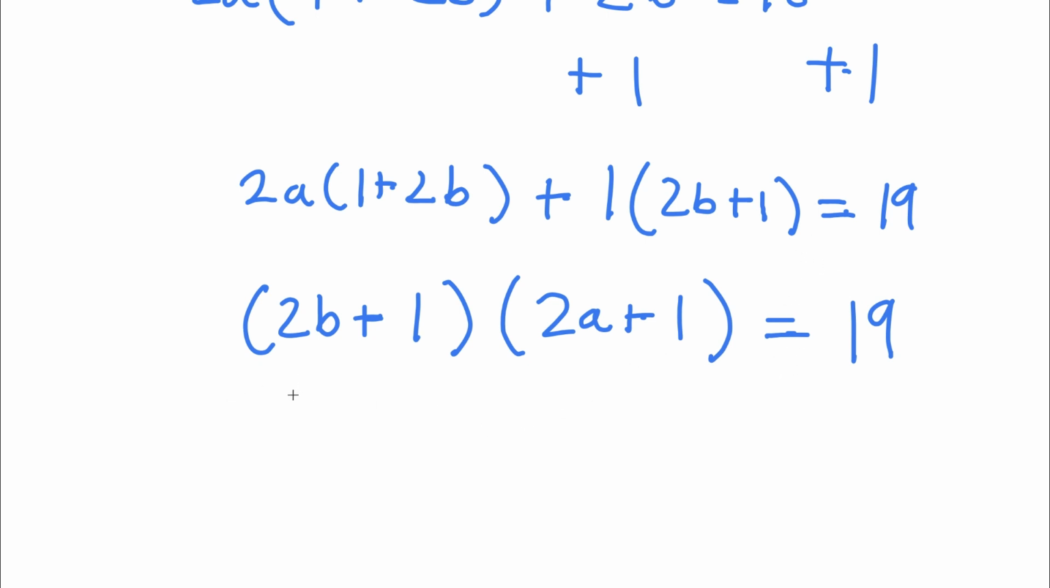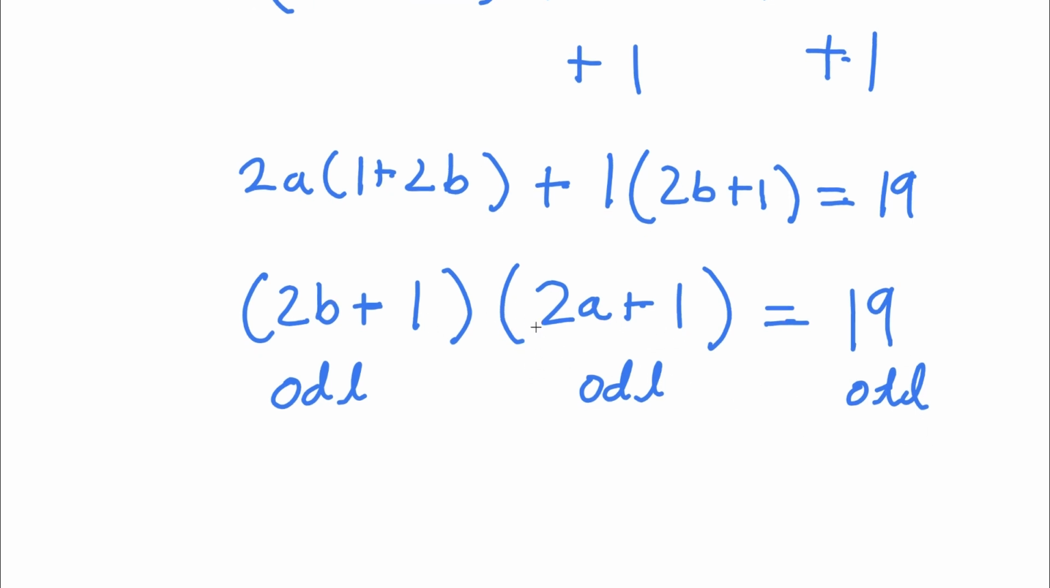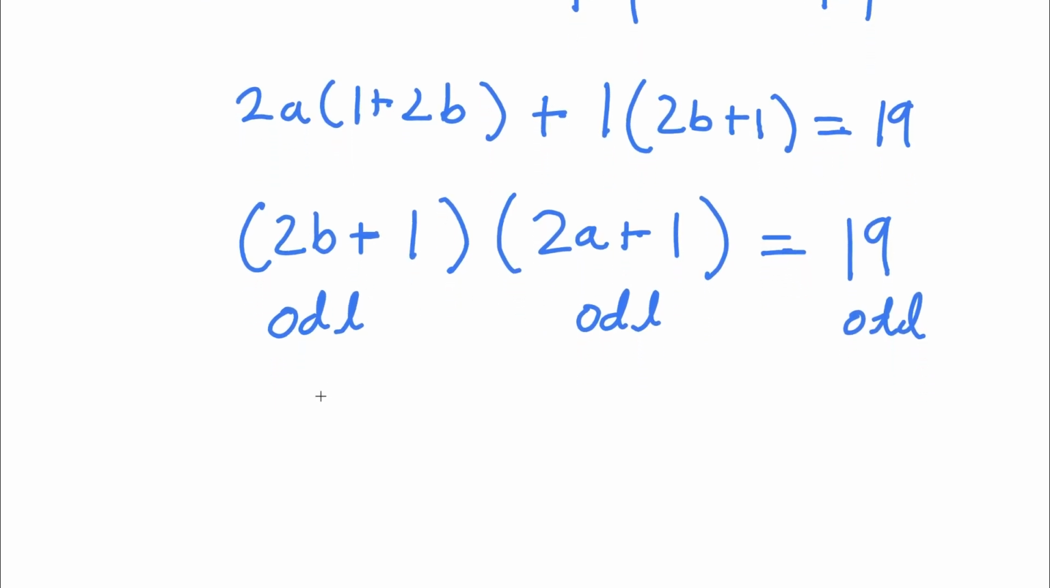Now notice how both of these are going to be odd, and 19 is also odd as well, because 2 times any number is going to be an even number, and an even number plus 1 is an odd number. So both of these are going to be odd, and 19 is already odd. So I'm going to think of 2b plus 1 as 1 and 2a plus 1 as 19, because 1 times 19 is equal to 19, and these two are actually the only factors of 19, and they're both odd.